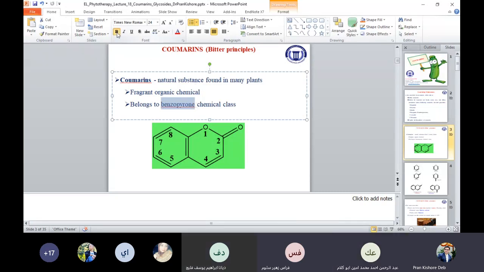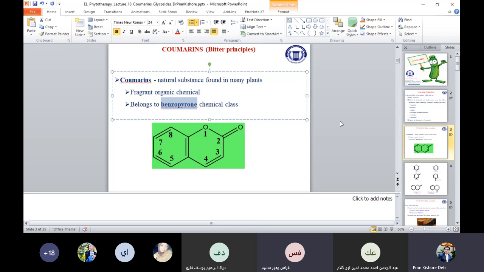So I'm giving you a clue. If you remove this keto group from the second position, what is the name of the structure? Benzopyrone. 2H benzopyrone. Pyrone or pyran? Pyran. Yeah, so remember you studied two classes of pyran, 2H pyran and 4H pyran, right? If you add ketone, it becomes 2-pyrone. If you add ketone at the fourth position, it becomes 4-pyrone, right?